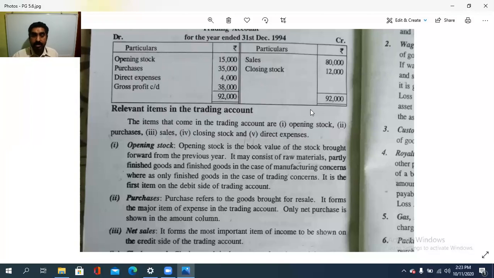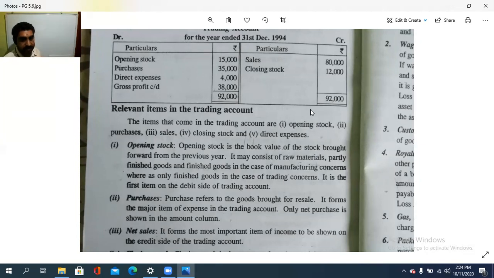So, we will look into this more. What are these things? So, opening stock. From the name itself, what? At the time of opening the business, what is the stock prevailing? That is the opening stock. So it is the book value of the stock brought forward from the previous year. It may consist of raw materials, partly finished goods, and finished goods in the case of manufacturing concerns, whereas only finished goods in the case of trading concerns is to be taken care. It is the first item of the debit side of the trading account that you see in the format, isn't it? So to opening stock or opening stock.